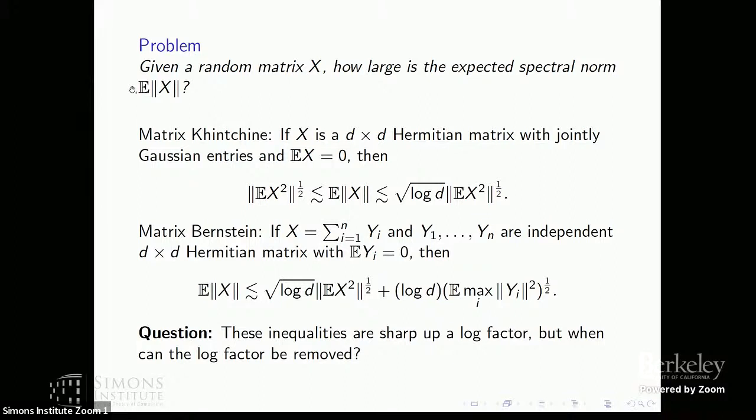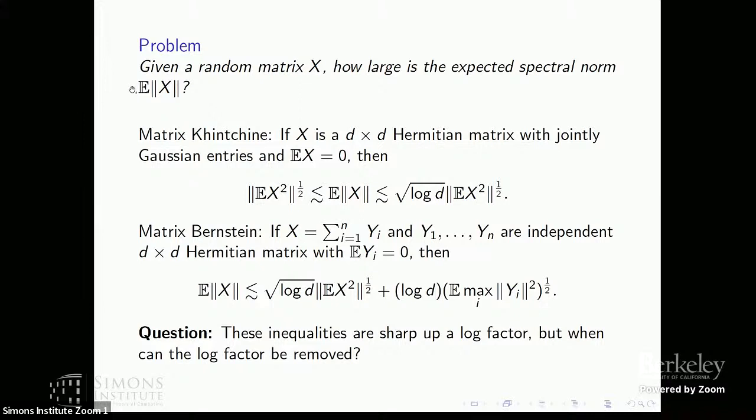So if X is a matrix where all the entries are jointly Gaussian and centered, in that case there is a pretty sharp estimate up to a factor of square root of log D. It's bounded below by the norm of E X squared to the one half, and bounded above by square root of log D times the square root of norm of E X squared. So the square root log D factor is sharp.